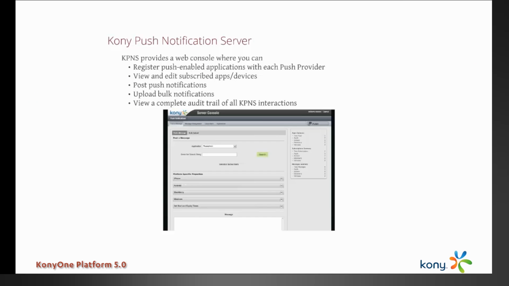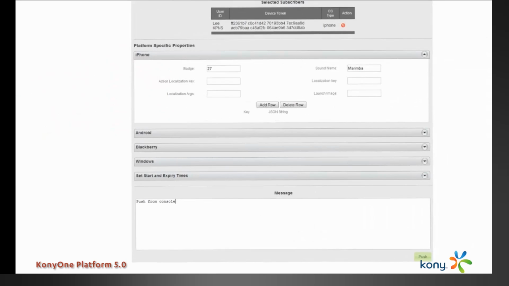Kony Push Notification Server has a browser-based console that allows you to register push-enabled applications with each push provider, view and edit subscribed devices by application, manually post push notifications, upload bulk notifications, and view a complete audit trail of all KPNS interactions. To manually push to a device, you select the recipients, supply the platform-specific properties such as badges and sounds, enter the contents of the message, and click Push.